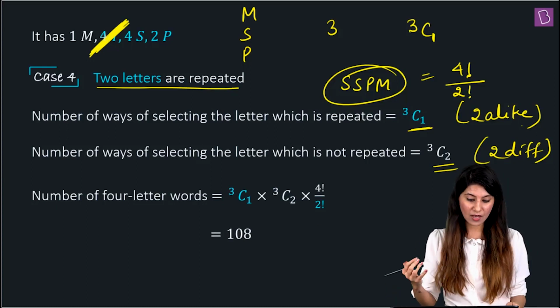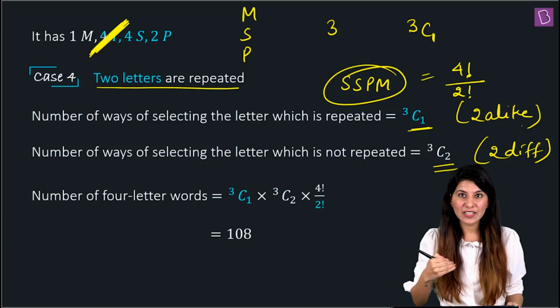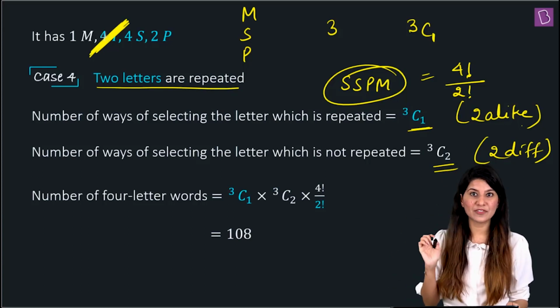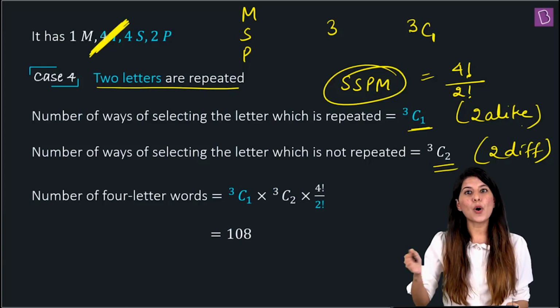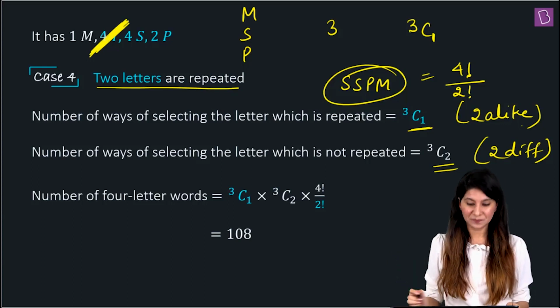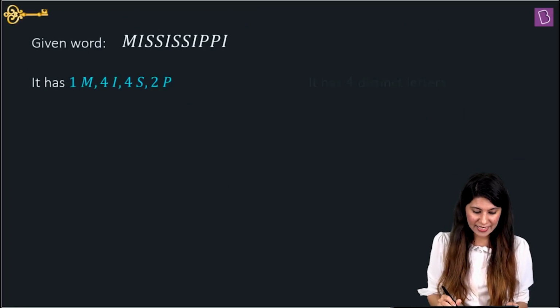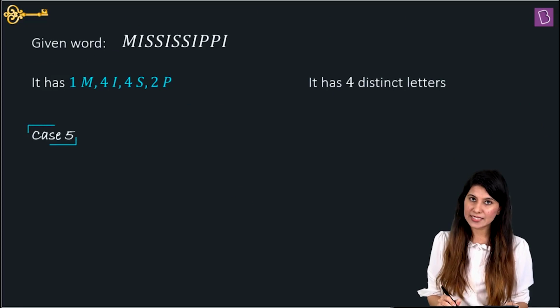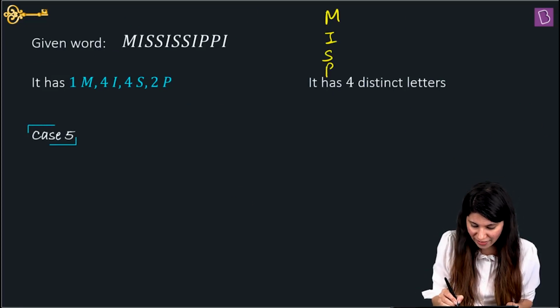Now, can you think about this, that 2 letters are repeated, 2 are not? So let's reduce the number of alike letters and increase the number of different letters. So the last case, what you can do is make all 4 different. Yes, that is your last case. All 4 different you want to select. That is a very easy case. Case number 5. So you have M, you have I, you have S, you have P.